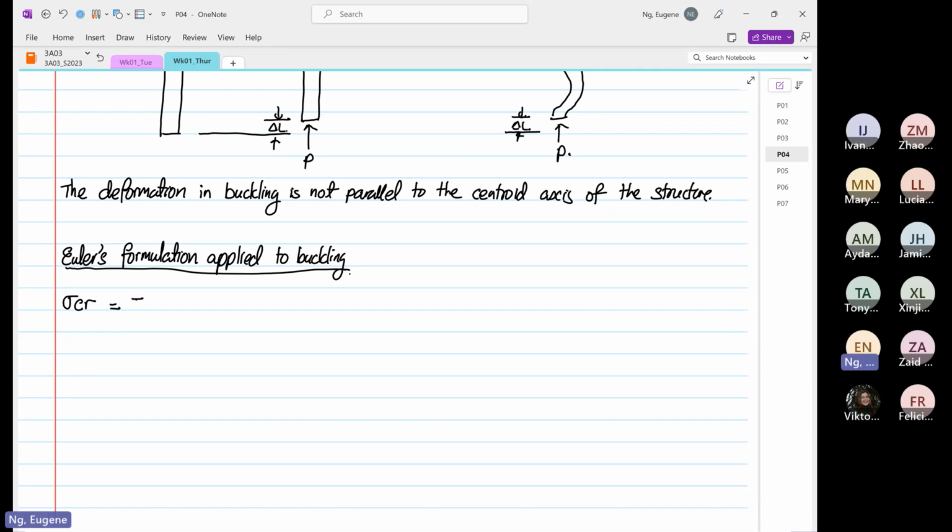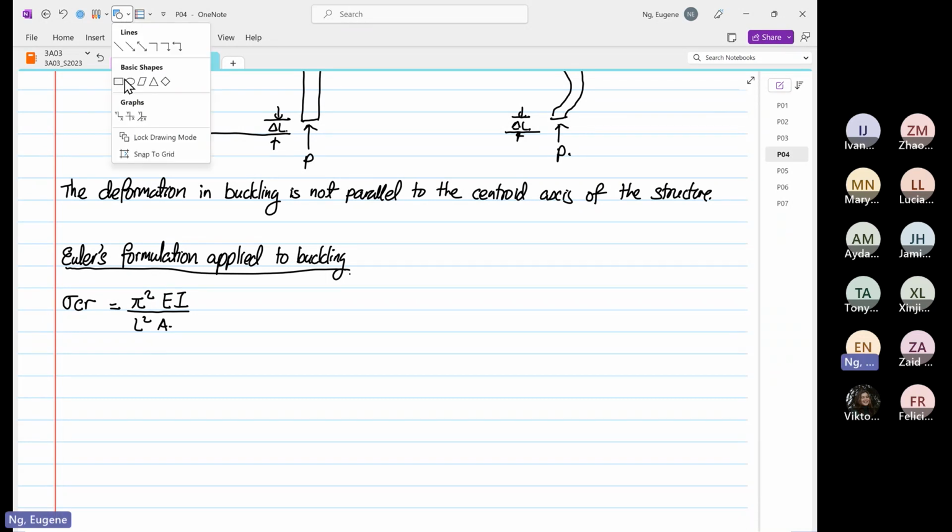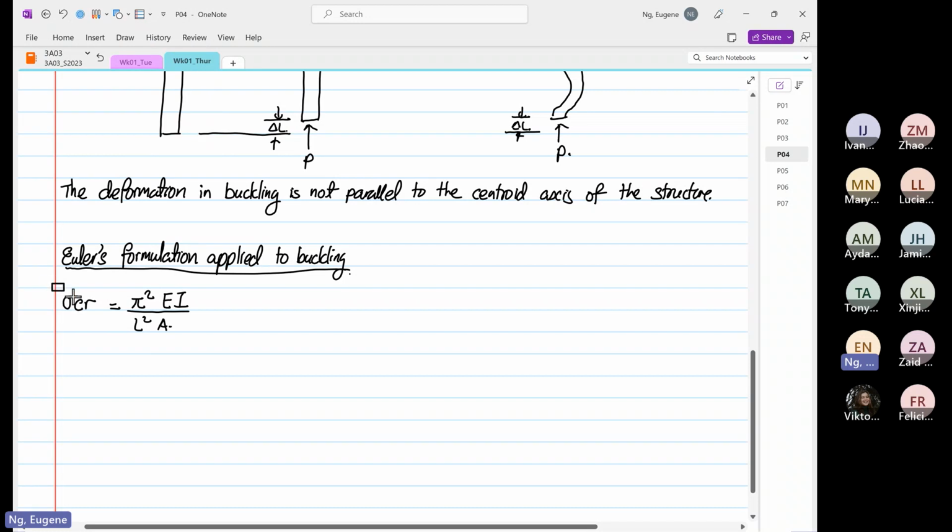is equal to pi squared EI over L squared A. So this is the general formula that we use for buckling. Okay, so this is the general formula that we will use for buckling. And someone is like, hey, what is this all about?